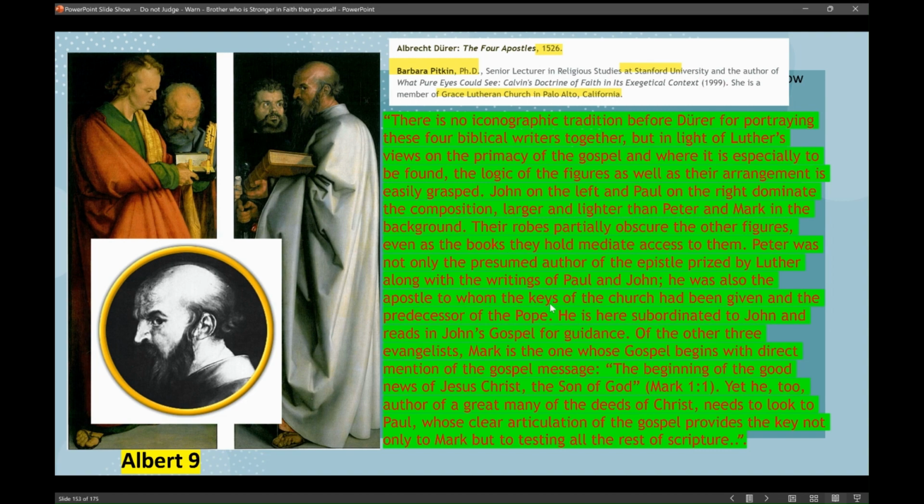All right. Anyway, John on the left and Paul on the right dominate the composition. And that's another thing. Look how small Peter and look how small Mark are compared to the great Paul and the great John, the gospel of faith alone, which it isn't. It's the opposite. It's the obedience to Christ, not the faith in Christ. But that was Luther's desire to make it look like that.